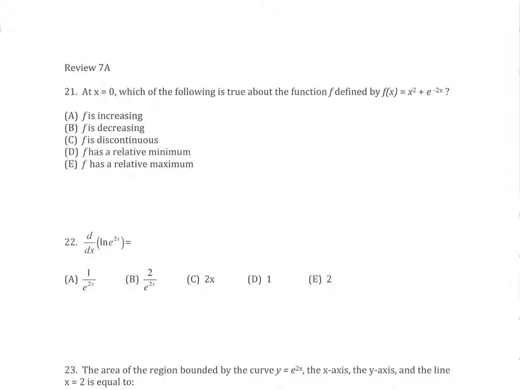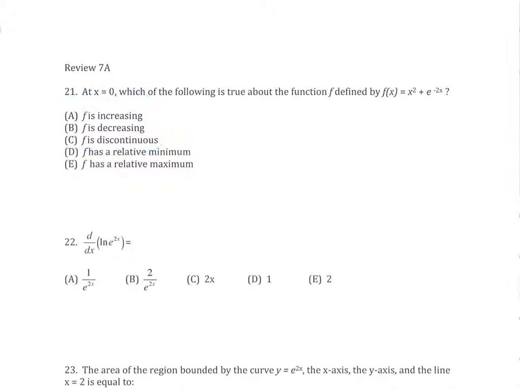Okay, here we go. This is review 7a. This is going to deal with a lot of the e to the x and ln x type of first derivatives and integrals. So starting with 21, at x equals 0, which of the following is true about the function defined by x squared plus e to the negative 2x? We see these kinds of increasing and decreasing types of answers.